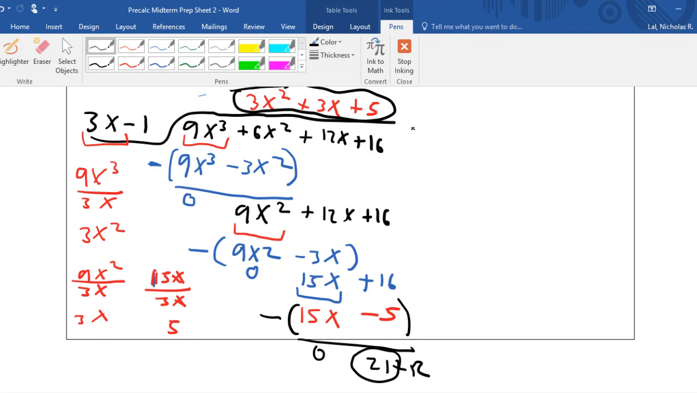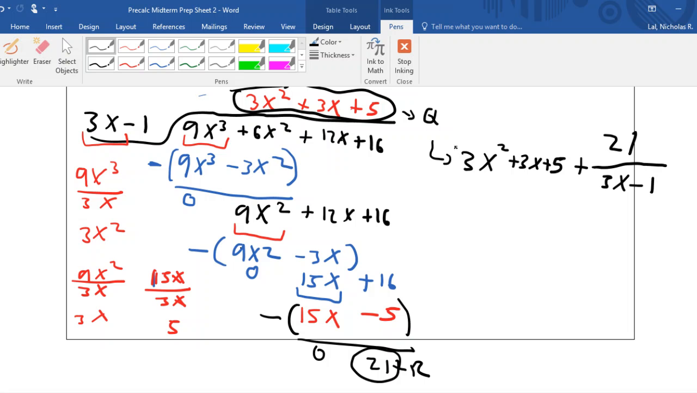3x squared plus 3x plus 5. That is our quotient. All right. And our final answer is going to be our quotient, 3x squared plus 3x plus 5, plus our remainder, 21, over our divisor, 3x minus 1. And that is the solution here.